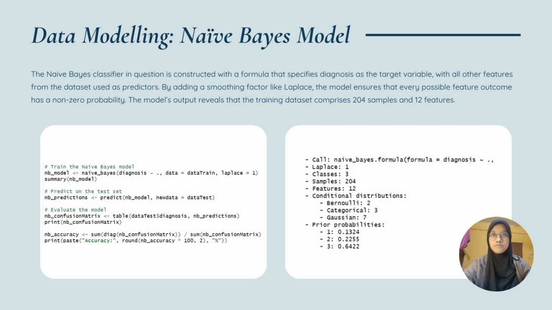Next, we have the naive Bayes model. Naive Bayes predicts the target variable diagnosis using all other dataset features. Laplace smoothing, applied with a parameter of 1, addresses zero probabilities that might occur if certain feature values are absent in the training data. The prior probabilities indicate a notable class imbalance. As you can see, class 3 is the most prevalent class. This imbalance suggests that the model may frequently predict class 3, potentially skewing performance and leading to biased predictions favoring the majority class.